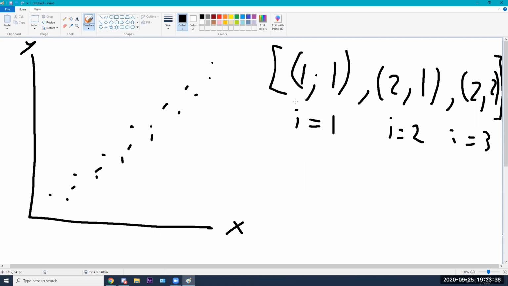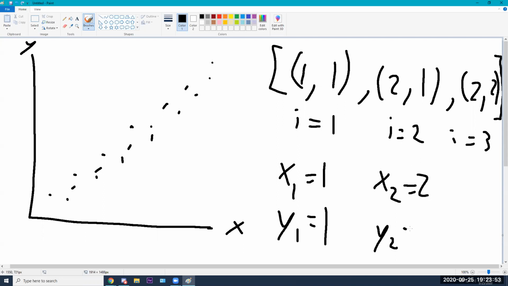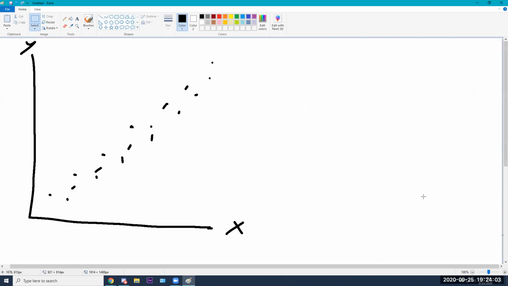Right, so our x1 would be the x term of the first point here, so it'd be 1. And our y1, same thing, the y term of our first point, 1. And so we can define the same thing here, x2, y2 equals 2, 1, etc. And so that's how we're going to denote these. Yeah, now back onto the main question.